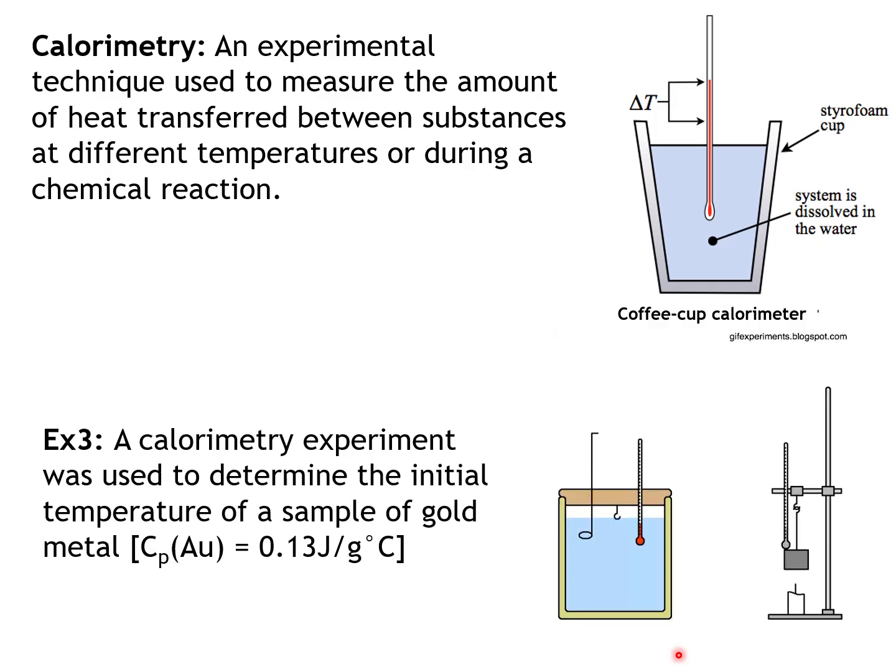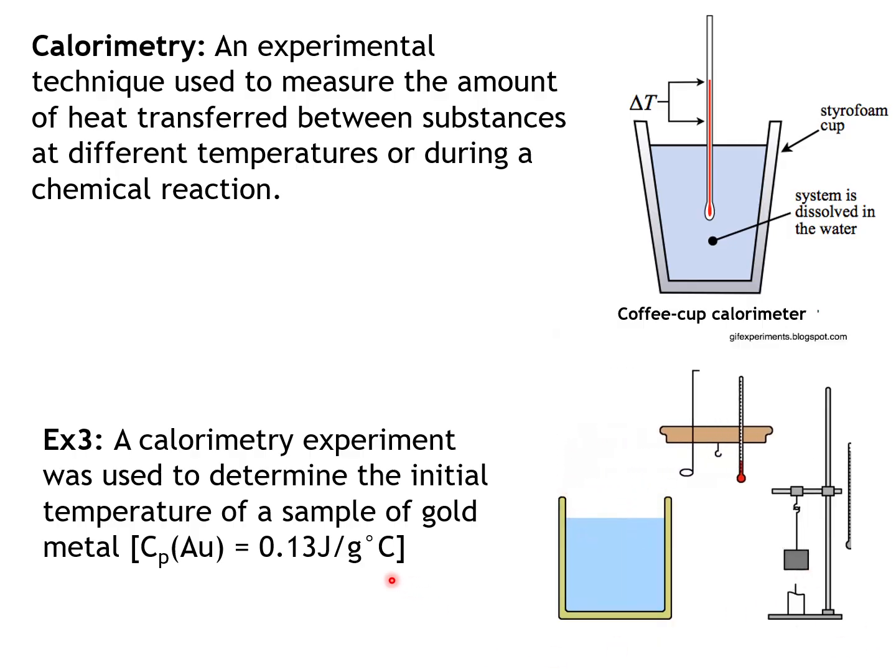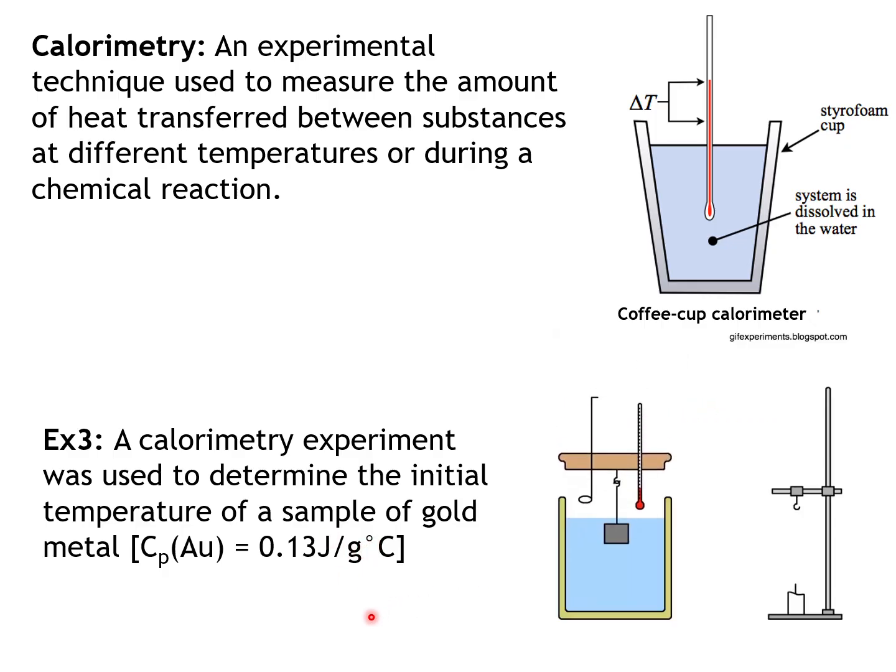So our experiment is going to be, we're going to heat up some gold, put it into our calorimeter, and measure. We're going to heat up our gold, put the hot metal into the calorimeter cup, and then measure the temperature change. And so we're recording all of these masses and the initial temperatures and the final temperatures.